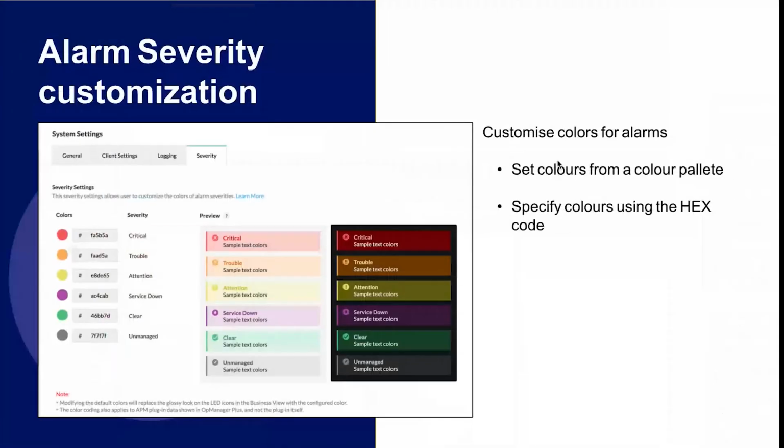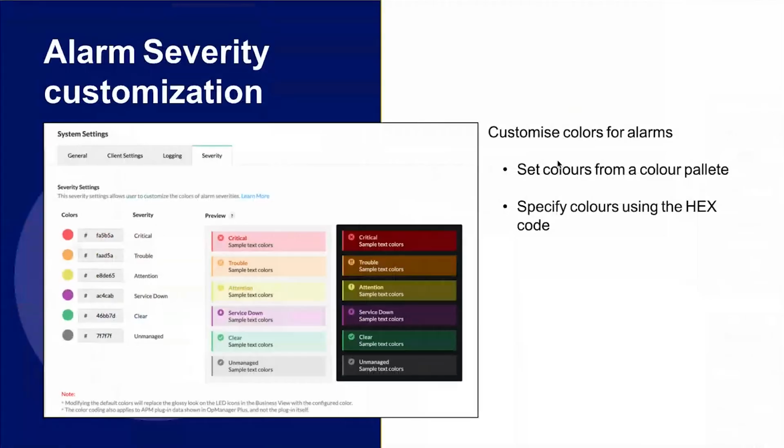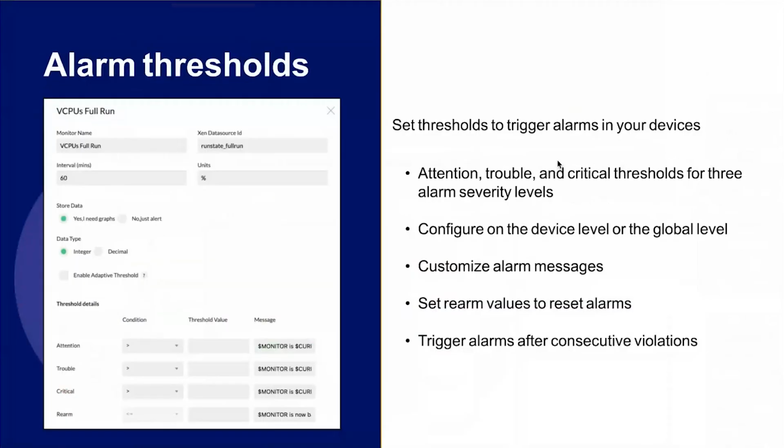Now let's go back. We just talked about the different severity levels in OpManager Plus, and I mentioned 3 of them in particular, right? Attention, trouble, and critical. Now let's see how you can set up those threshold levels in OpManager Plus. Basically, these are applied to a particular monitored metric. For instance, if you're taking CPU utilization, you can set 3 levels of thresholds for CPU utilization. Let's say I set the attention level threshold as 60.